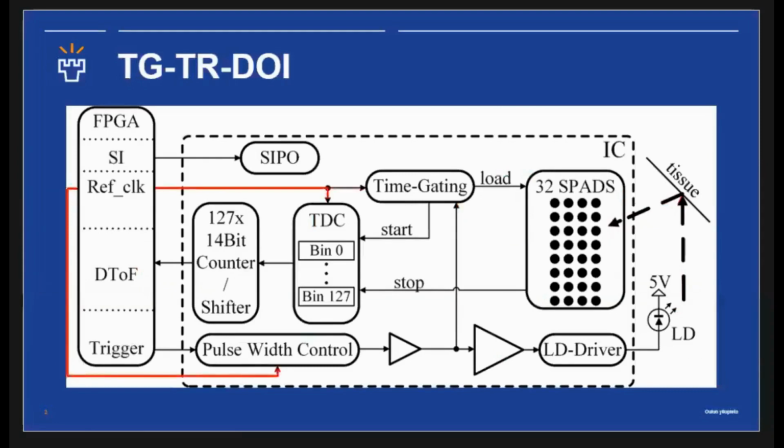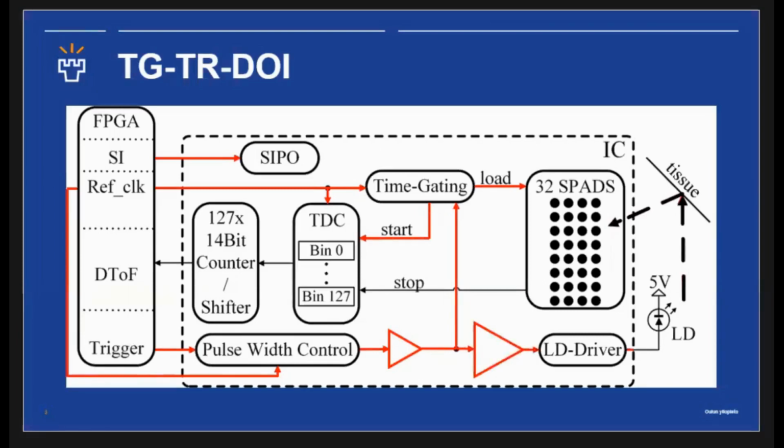In this picture, we can see a simplified block diagram of the transceiver. The reference clock is shared with all the delay lines against the PVT variations. Pulse width control is used to choose the width of the pulse, which is shared to the time gating process, which gets the SPADs loaded and starts the time measurement in the TDC.